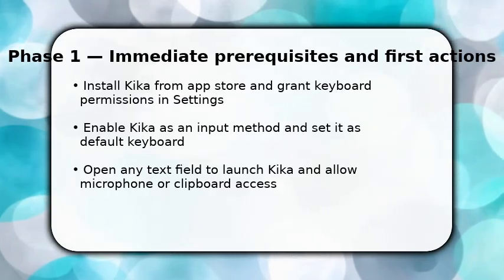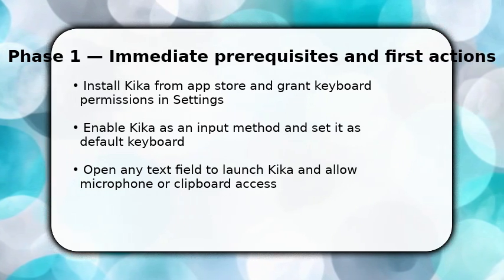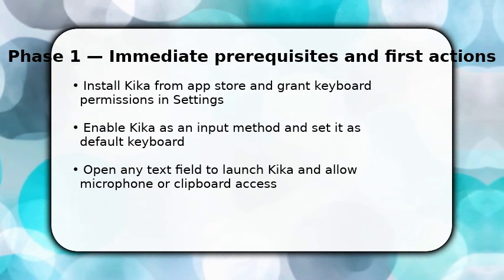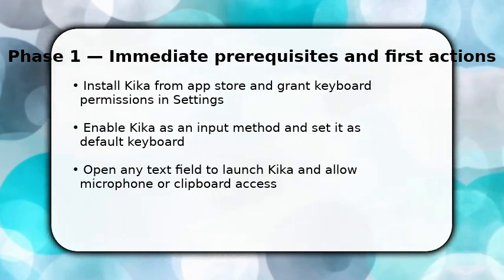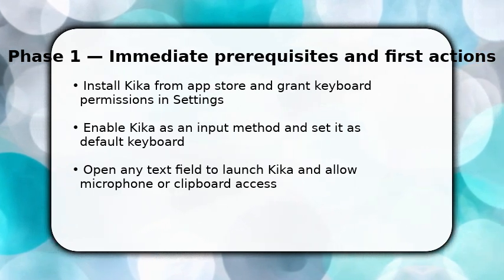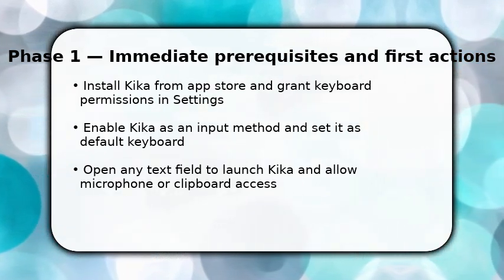You start by installing and enabling Kika. Do it now. Give the app keyboard permissions, then set Kika as your default input method. Once done, open a messaging app and tap a text field to bring the Kika keyboard up. Make sure to accept optional permissions like microphone or clipboard so features work.